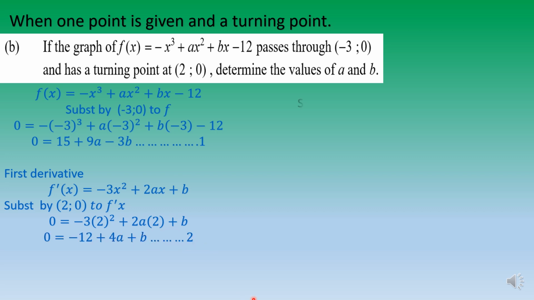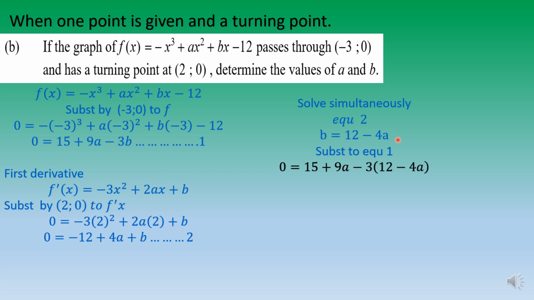After finding the second equation, we can use the simultaneous method, or we can eliminate. But in this case, I prefer the substitution method, whereby we make one of these unknowns the subject of the formula. So b is now defined as 12 - 4a from equation number 2. After that, we substitute into equation number 1. Where there is b, we put 12 - 4a. So basically, we have 15 + 9a - 3b, then in the place of b, we put 12 - 4a. The idea is to solve for the value of a. Hence, we have simplified the value of a to be equal to 1.